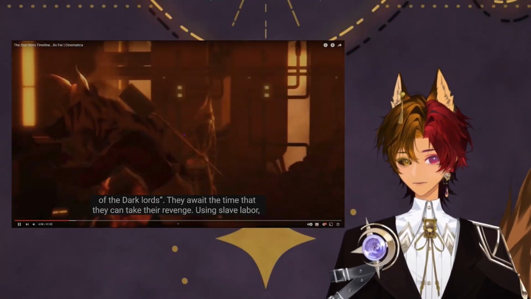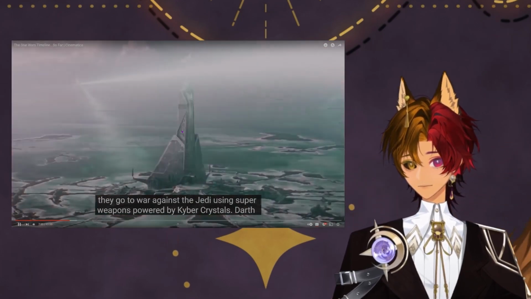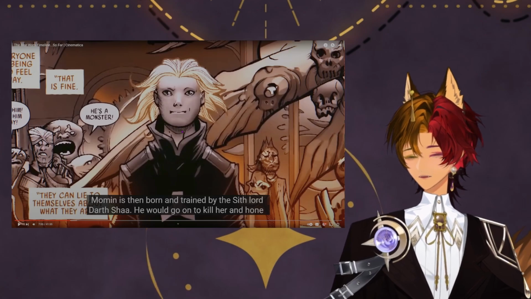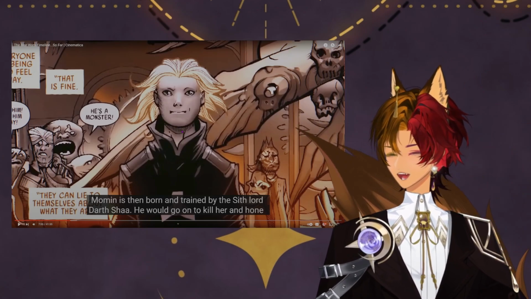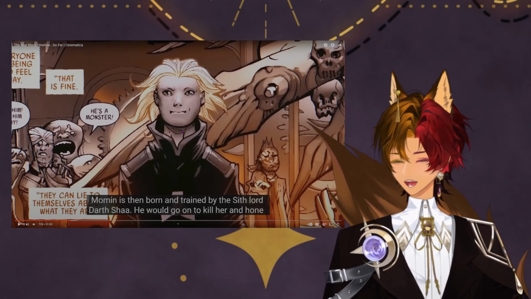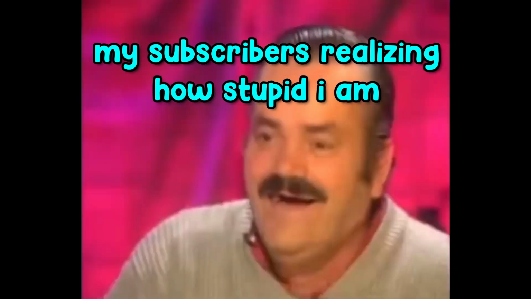Take their revenge. Using slave labor, they go to war against the Jedi using super weapons powered by kyber crystals. Darth Moment is then... It's powered by kyber. Oh no, that's just an example. I don't know why I thought that the Death Star was powered by kyber crystals when we saw how it was powered in the movie. I don't know why I thought that.